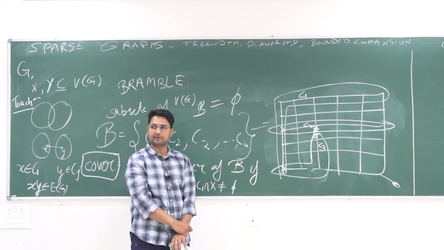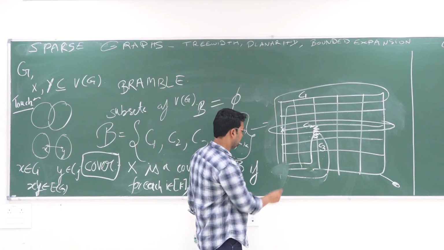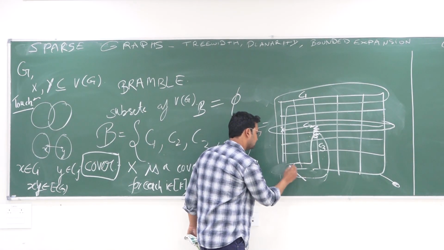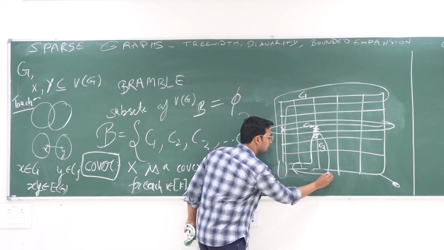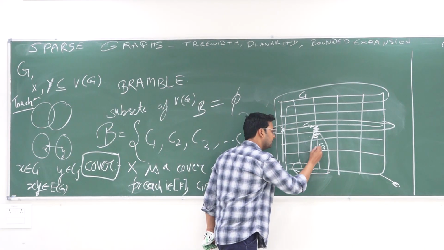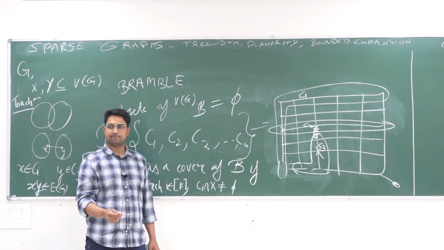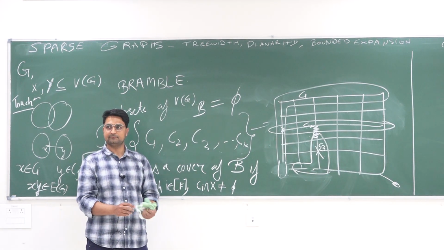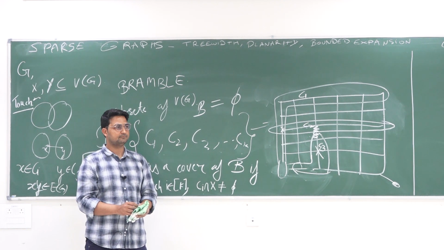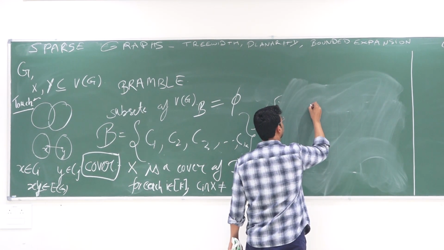Suppose the corner vertex was not there in C3. Still it's a Bramble. But now you have to choose. Now you cannot take this vertex. C3 is not included in the Bramble. It's a simple hitting set of this Bramble. That's why it's not a Bramble. Let's take another example.